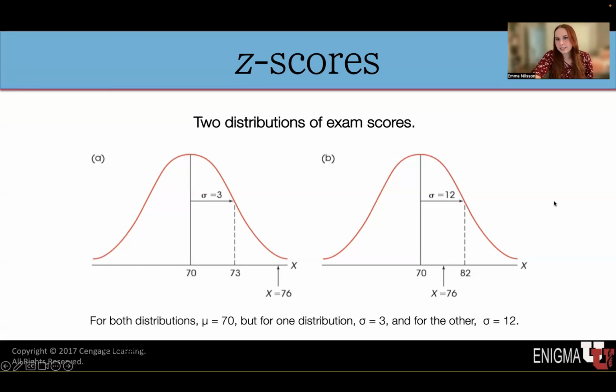So basically, this slide is just to highlight that raw scores can only tell you so much. A z-score is going to tell us where we are in position, or relative in position, to the other scores in the data set.